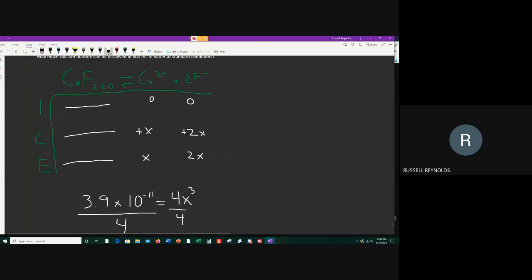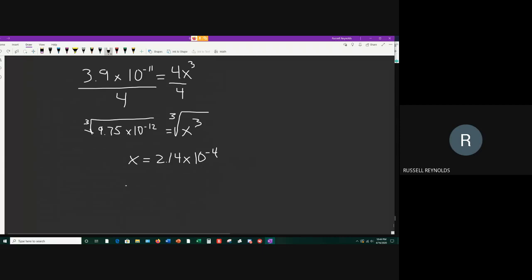And so if you remember, our molar solubility is equal to x. So our molar solubility is equal to 2.14 times 10 to the negative 4 moles per liter. It's very important to include your units. So this would be your final answer. This is the molar solubility for calcium fluoride.